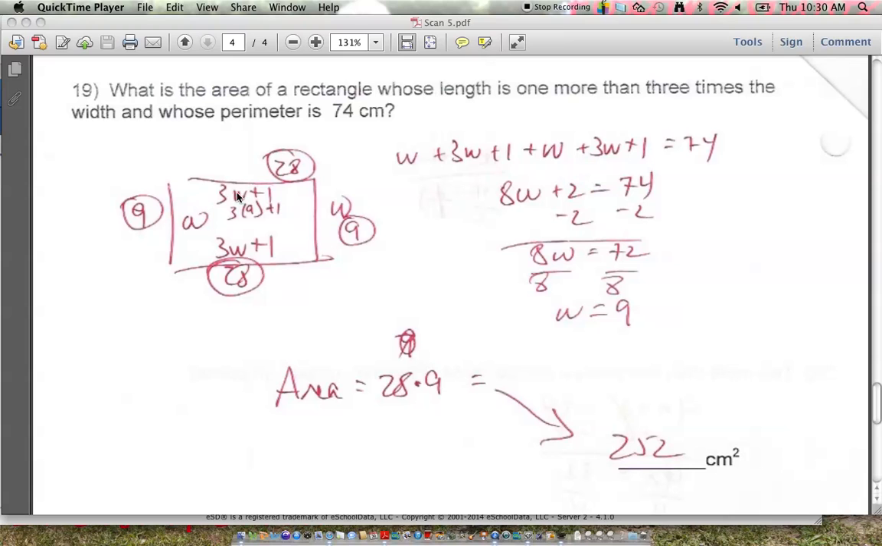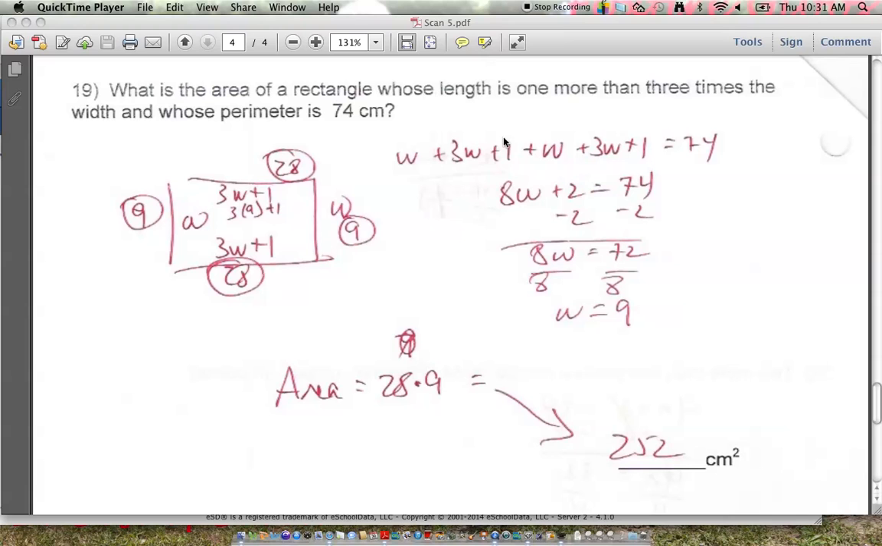And then I mark it all the way around the rectangle. W, 3W plus 1, W, 3W plus 1. I got them all marked all around there. And perimeter means add up all the sides. So again, this is another question worth, I believe, 5 points. So it's going to be 1 point to set up your rectangle and another point to set up your equation, which is the first side W plus the second side, which is 3W plus 1, plus the third side, which is W, plus the fourth side, which is 3W plus 1. And that all has to add up to the perimeter, which is 74.